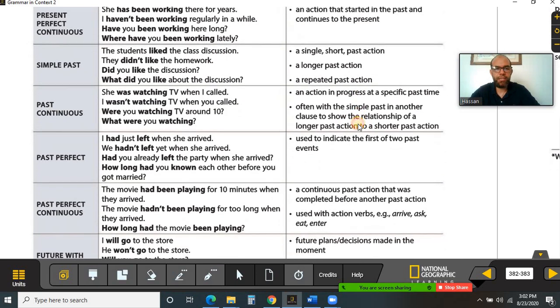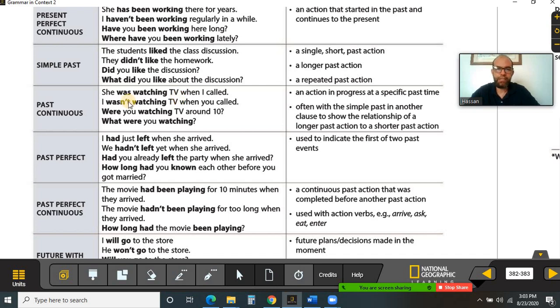Okay, past continuous. When we use the past continuous, or let's talk about the form first. The past continuous or progressive is formed by adding the verb be and then verb ing. The verb be in the past. It's like was or were and verb plus ing. So was watching, were playing, was making, were making, etc.